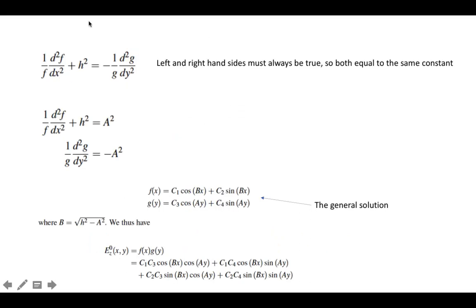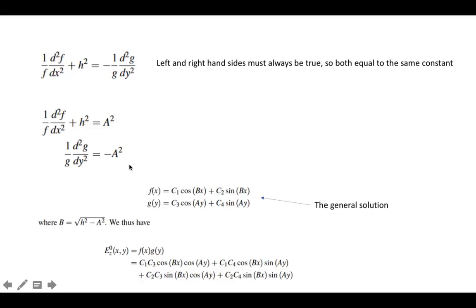So here's what we have. The left-hand side must always be true. The right-hand side must always be true, independent of what x and y are. And the only way that can happen is if it's equal to some constant. So we'll set both sides of the equation equal to a squared, which means we get two separate equations.